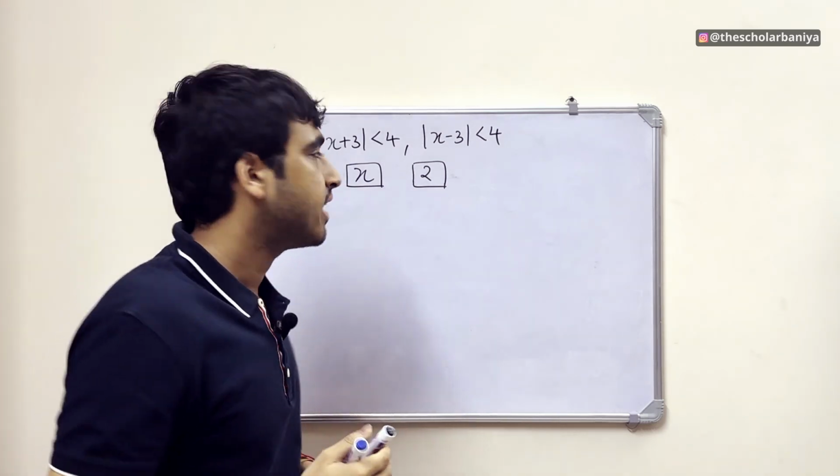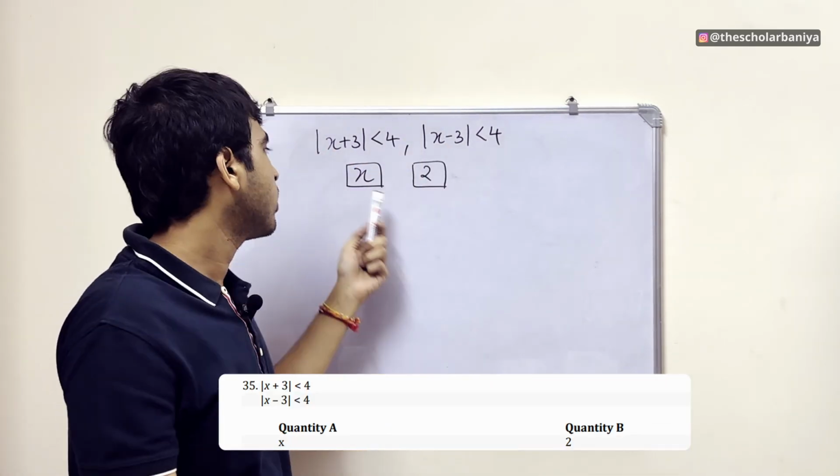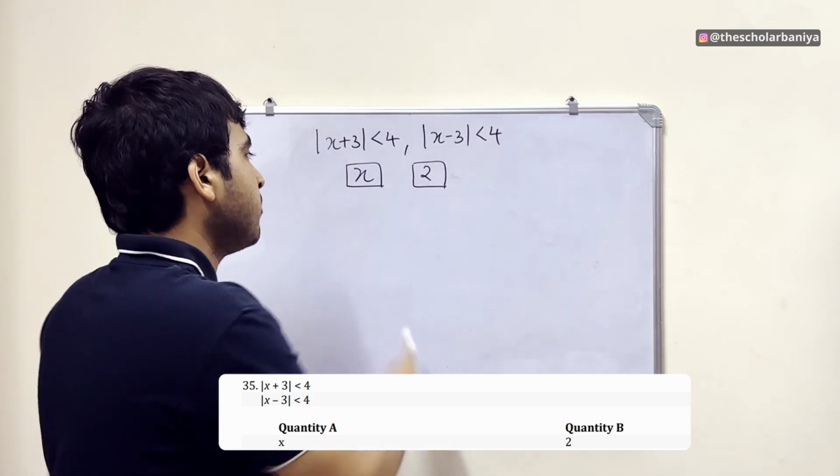So this is the next question we have. It's given |x + 3| < 4 and |x - 3| < 4, and we have to figure out the relationship between x and 2, right?